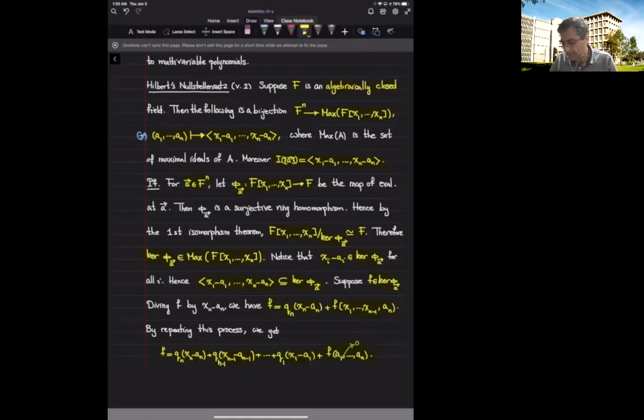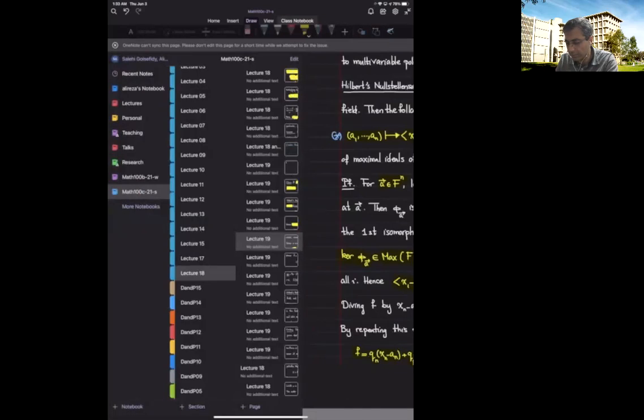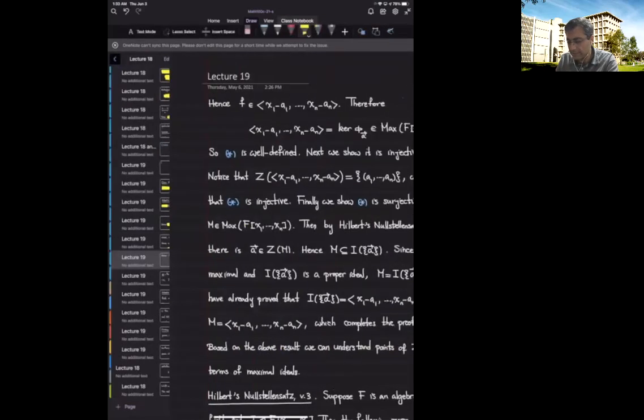So that means that this moreover part is now proved. And we have proved that this is a maximal ideal. Now here is the crucial important part. Okay, so maybe before the crucial part, let's also discuss why it is injective.